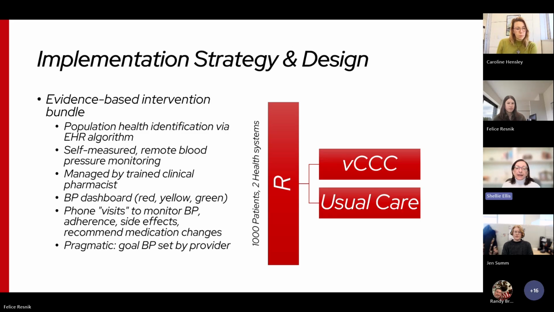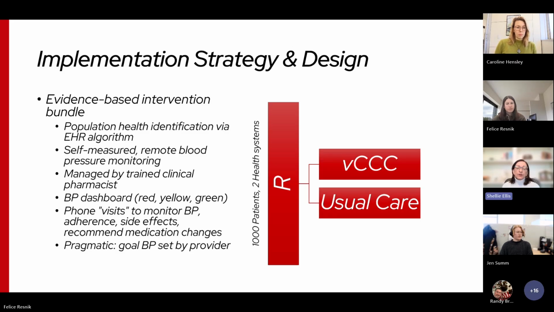We managed this whole process via phone visits. So the pharmacist, when they met with their patients on the regularly scheduled visits, would review their blood pressure readings, talk to them about adherence, monitor for potential side effects, and if necessary, make recommendations for medication adjustments. That could happen more quickly than the provider who would see them on their schedule, where there might be access issues to getting in. So this happened on a more frequent basis.